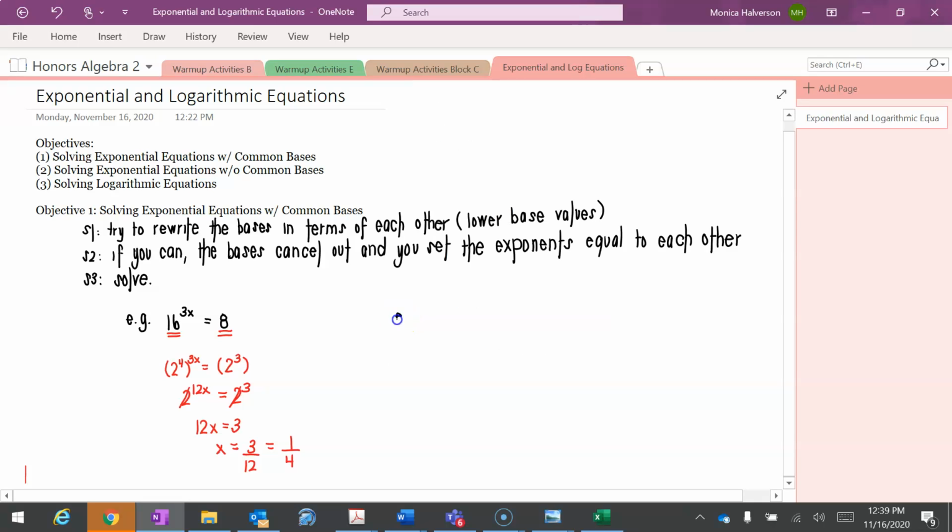Let's try another one together. Let's say you were asked to solve 27 to the 3x equals 81. Right now, they don't have a common base, but we're going to try to get one. And we're going to recognize that 27 is 3 to the 3rd, and 81 is 3 to the 4th. This can be written as 3 to the 9x equals 3 to the 4th. The bases are the same, so we set the exponents equal to each other, and you get x equals 4/9.